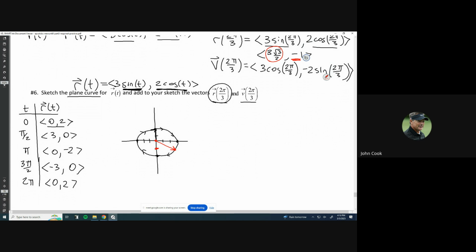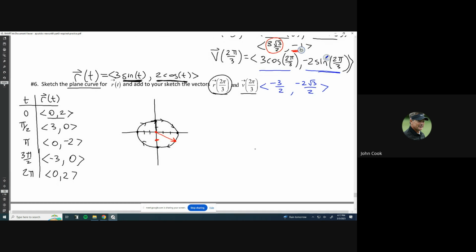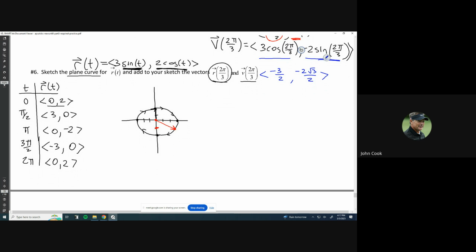Okay, next I'm going to draw the vector for velocity. So for the vector of velocity, there's a couple things from this. So cosine of 2 pi over 3 is, again, -1/2. So we get, it looks like, a -3 over 2 for that. And then the sine of 2 pi over 3 is still going to be square root of 3 over 2. So I get -2 square root of 3 over 2. And I don't really care potentially what those numbers are, right? I can guess what they are, but the velocity vector always starts at the end of the position vector for that time, and then it follows this direction.